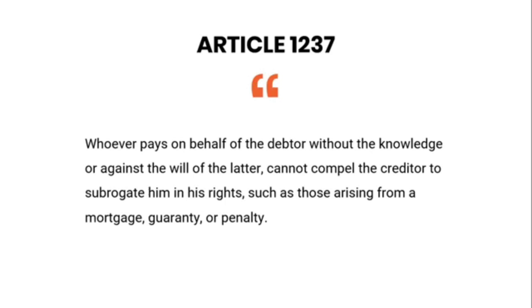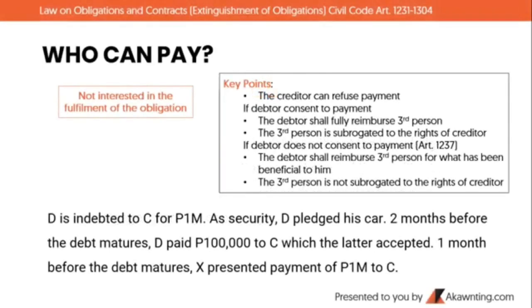So, Article 1237, whoever pays on behalf of the debtor without the knowledge or against the will of the latter cannot compel the creditor to subrogate him in his rights, such as those arising from a mortgage guarantee or penalty. Okay? So, ayan. Additional provision ng Civil Code which applies to this second scenario. Okay? This second scenario is, ito yung not interested person yung nagbayad. So, dito na pasok yung tanong nyo kanina, what if yung scenario natin is yung boyfriend mo ang nagbayad ng utang mo. So, dito na siya pasok. Isa siyang third person not interested in the fulfillment of the obligation.